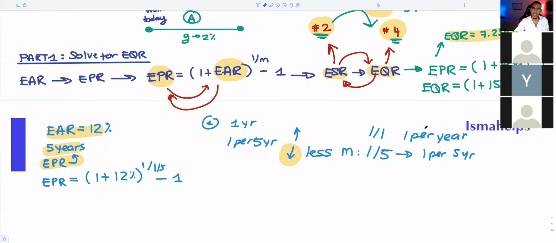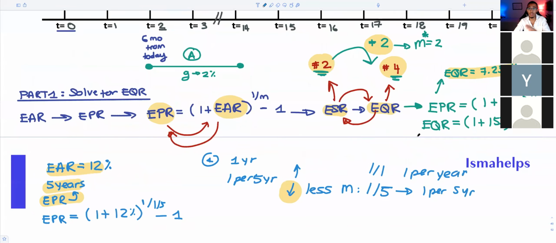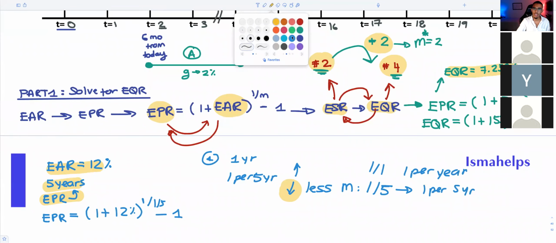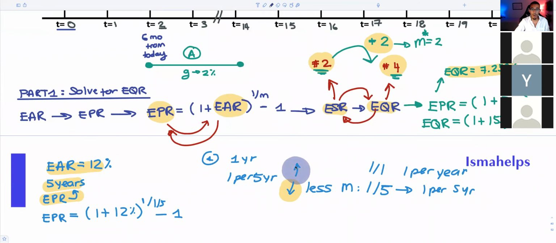But in our example that we had right here, where we're moving from one effective period to another, it's actually different. In this case, we're compounding more, right? We're compounding 2 times more. And that's why, if you look at the numbers, instead of having our M being equal to 4, we had our M being equal to 2. The reason why is because in this case, you're compounding twice as much within that period of time, right? So if we compare the two, we're only compounding twice as much, not 4 times, right?